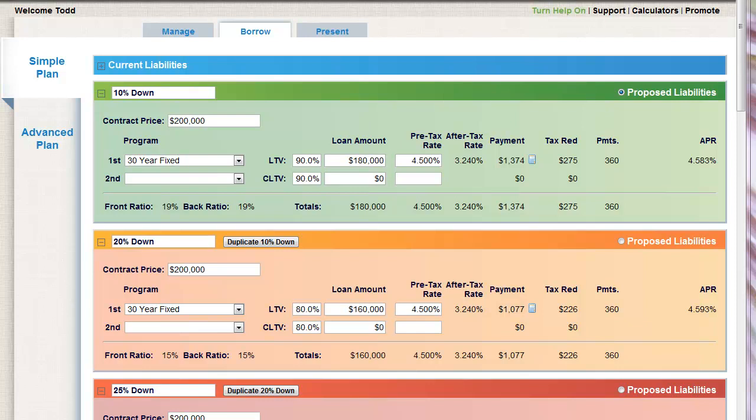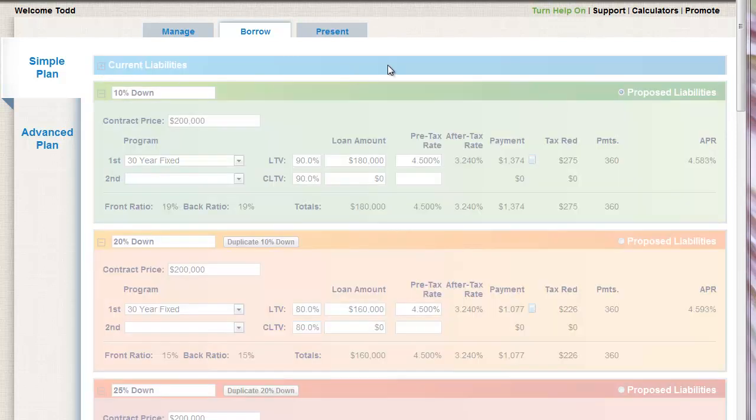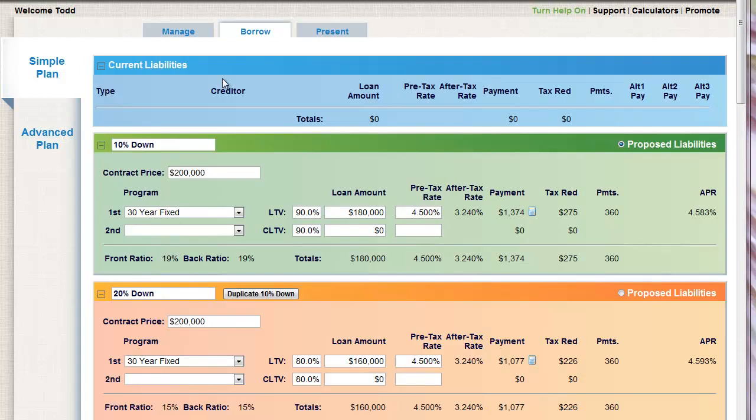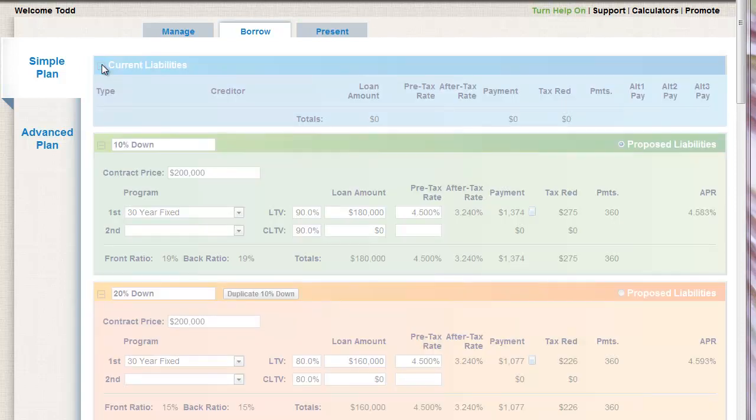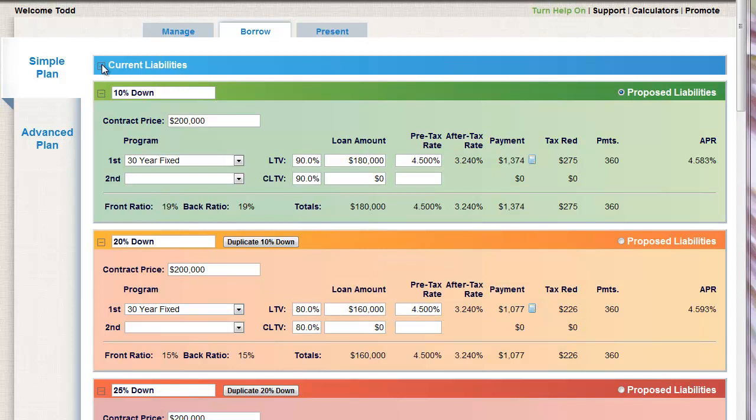And the answer is absolutely. That's really what the software is designed to do, specifically what you're talking about. So let me show you how to set this up. We don't need to put any current liabilities in because what they want to do is look at buying a totally new property. So I just set this up as a purchase.